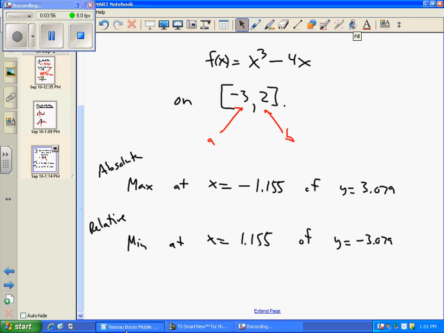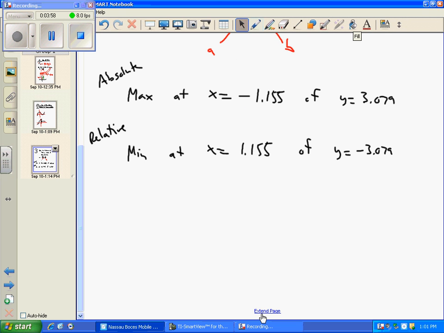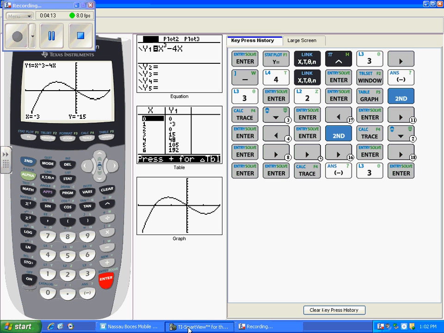Okay? Just based on what we just said, we can say this: we have an absolute min at x equals negative 3 of y equals negative 15. And there's one more thing to consider. If we look on the far right of the screen at x equals 2, we can hit trace and do 2 enter. You can see the cursor flashing on the right side of the screen. At x is 2, y is 0.